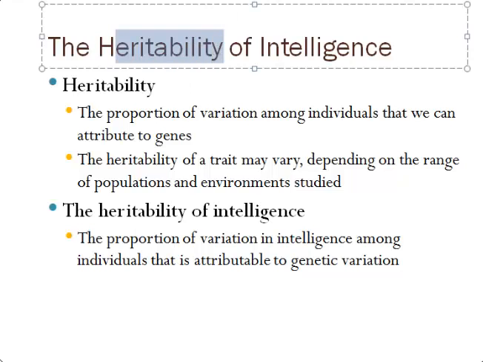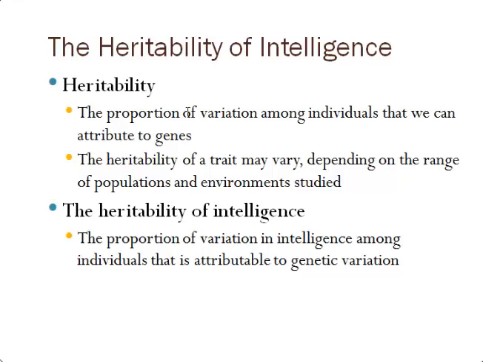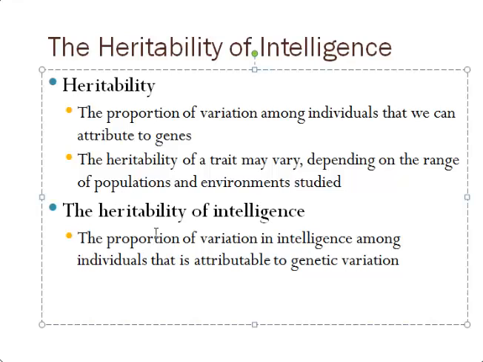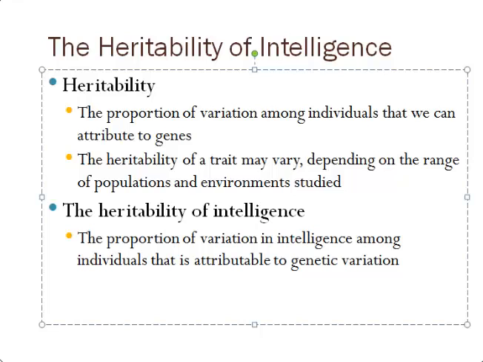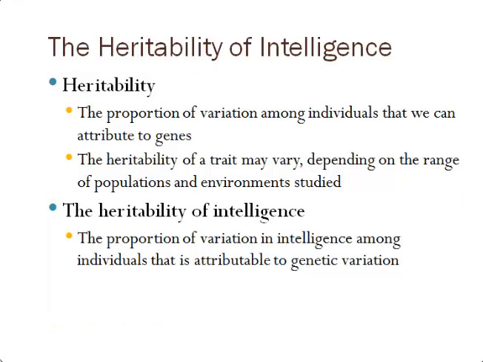Heritability is the word that is used to determine the proportion of variation among individuals that we can attribute to genes. We see people that are smarter, we see people that are not as smart. How much of that can we say, well, that person's parents were smart, that person's grandparents were smart, that person has really good genes, and how much is not based on heritability, which means it may be based on their environment, how much they developed their brain, how much they studied, etc. So the heritability of intelligence is the proportion of variation in intelligence among individuals attributable to genetic variation. That's really the same thing as what is said up here. So that's an interesting question.